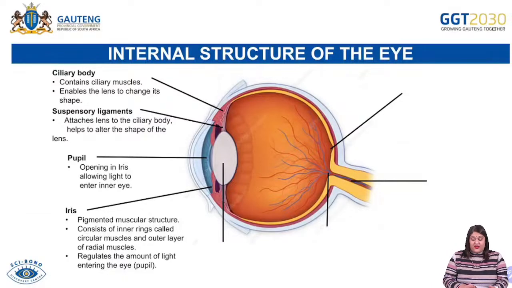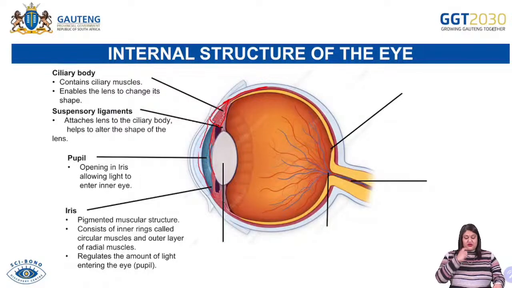We have the ciliary body and the suspensory ligaments. The ciliary body contains the ciliary muscles, which enable the lens to change its shape, and the suspensory ligaments attach the lens to the ciliary body, which helps to alter the shape of the lens. Now, what I want to show you is the part where they said, remember they said that the choroid, so this is the choroid, right, the middle layer, is continuous with the ciliary body and the iris. Can you see how it's there? Okay, so that's what they mean by that.